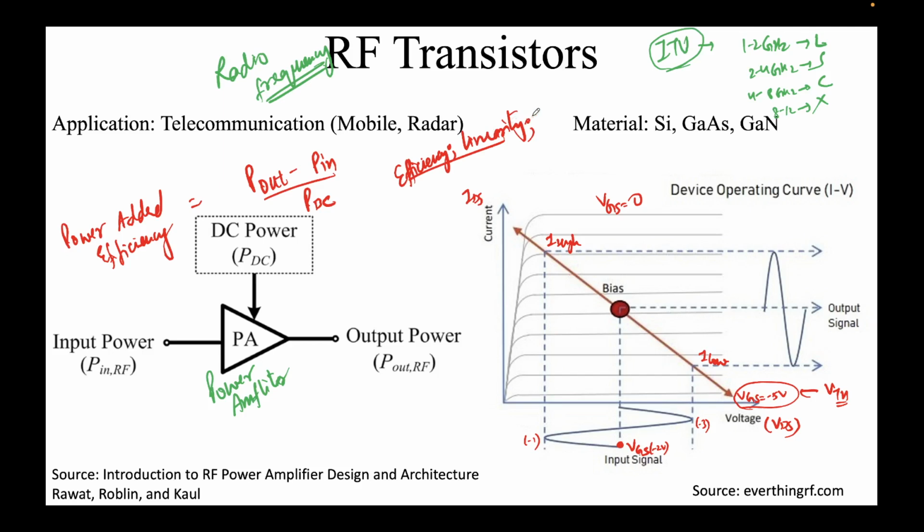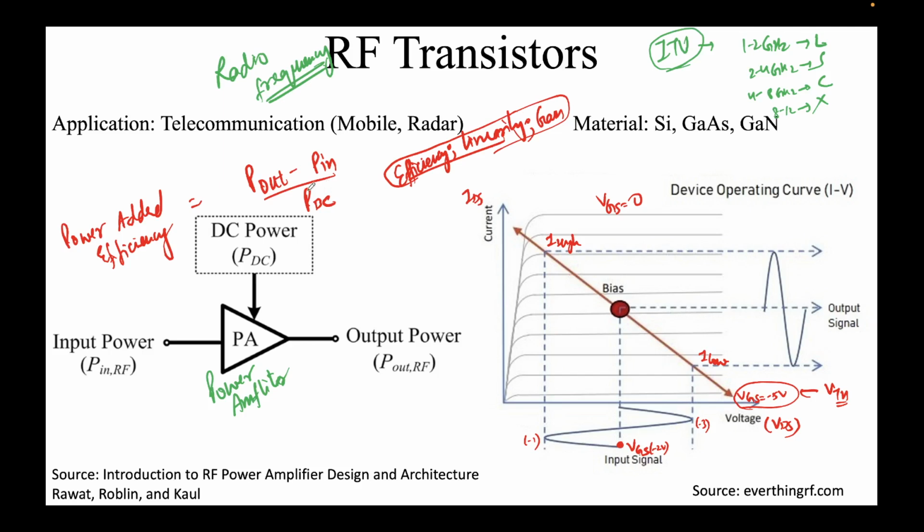And the other factor is gain, which depends on various parameters. But these are a few parameters, what are called the figures of merit, when making a device and measuring the power out of it. These are the three things which we typically talk about. And power added efficiency, I believe, is one of the most important metrics.